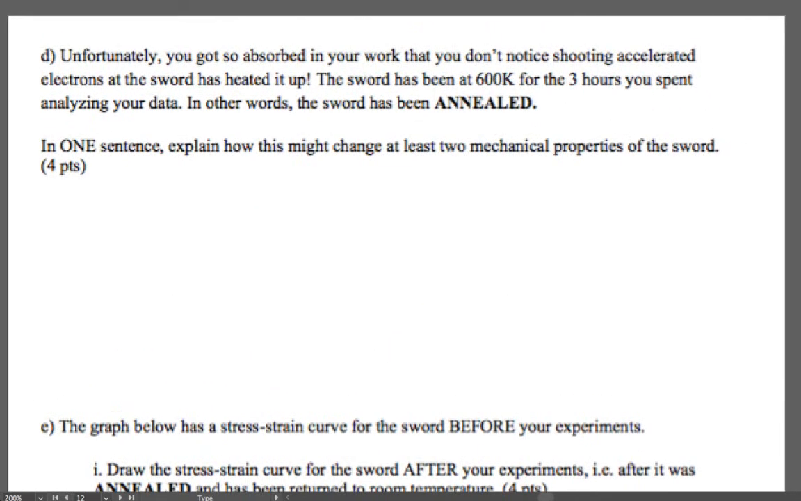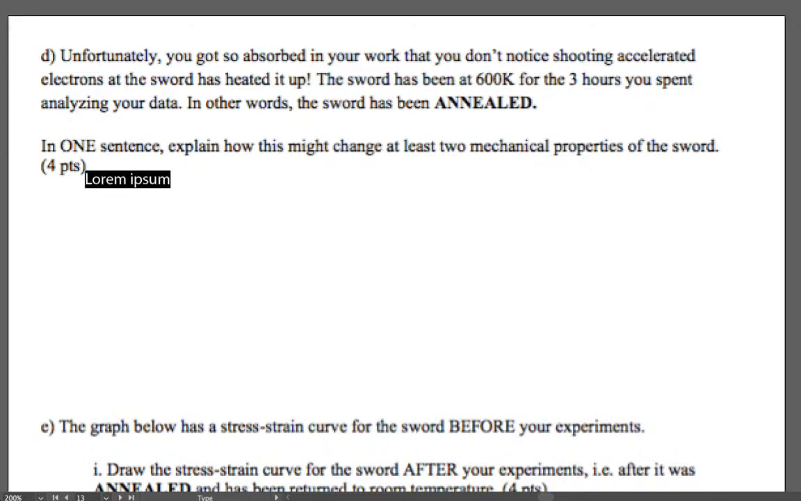Unfortunately, you got so absorbed in your work that you don't notice shooting accelerated electrons at the sword has heated it up. The sword has been at 600 kelvins for the 3 hours you spent analyzing your data. In other words, your sword has been annealed. In one sentence, explain how this might change at least 2 mechanical properties of the sword.